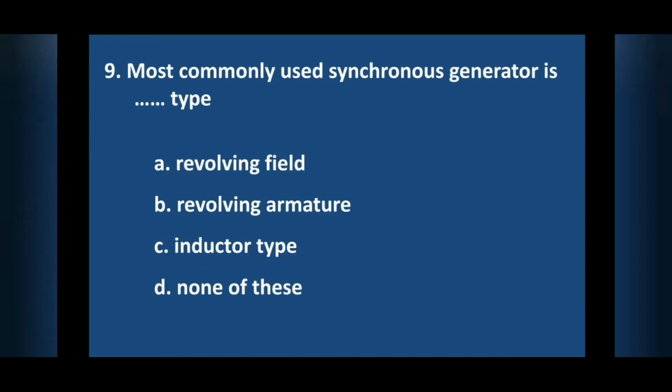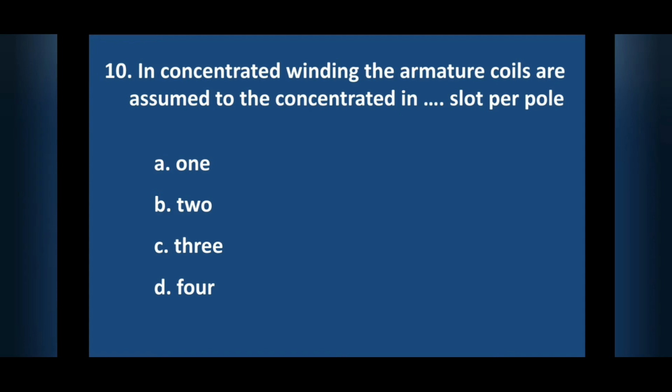Question number 9. Most commonly used synchronous generator is dash type. Answer is option A, revolving field. Question number 10. In concentrated winding, the armature coils are assumed to be concentrated in dash slot per pole. Answer is option A, 1.